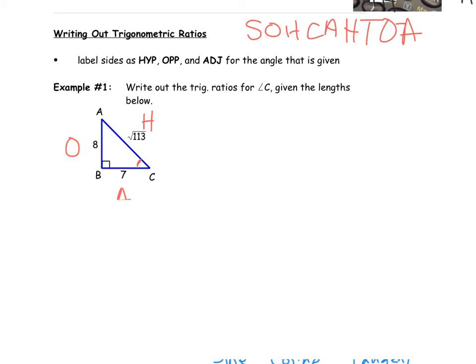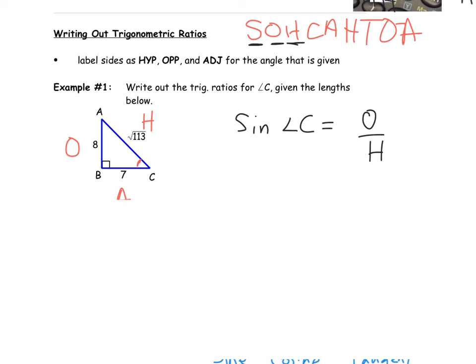Now, the next thing I want to do here is to write out the trig ratios for angle C. So, I'm going to start by doing sine, and then I'm going to pause the video, and I want you to try the same thing for cosine, and for tangent. So for sine, I know that the sine of angle C is always opposite over hypotenuse. That's what Sohcahtoa tells me.